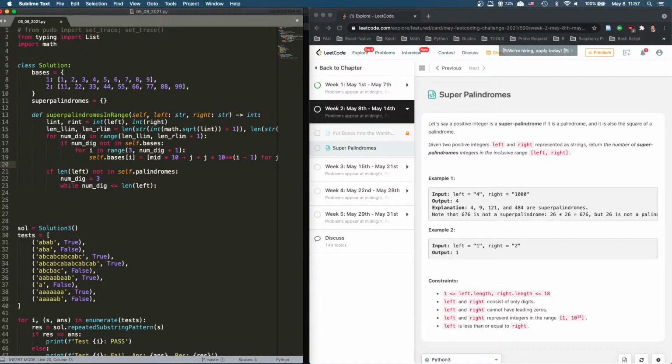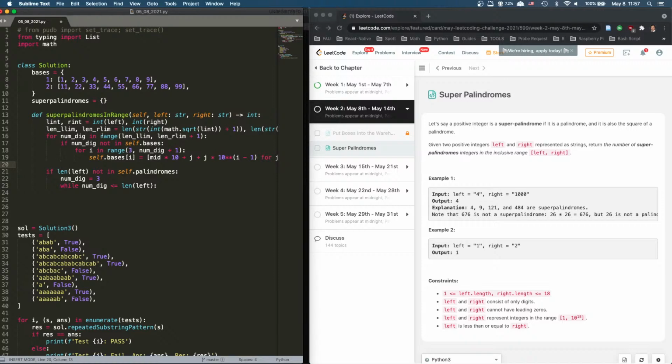3 digits. How about 4? 4 digits will go to 1, 2, 3, 4, 5, 6, 7. What if 6? Right? It's also 3 of 4. No. No, I don't think so. So we have the base, right?